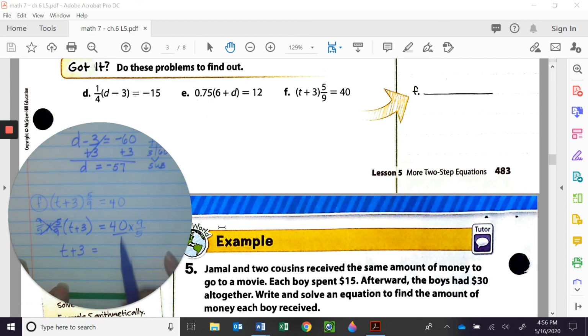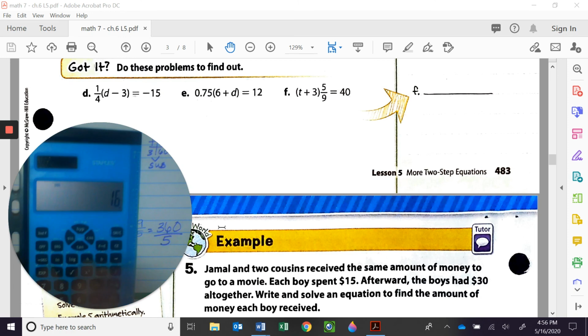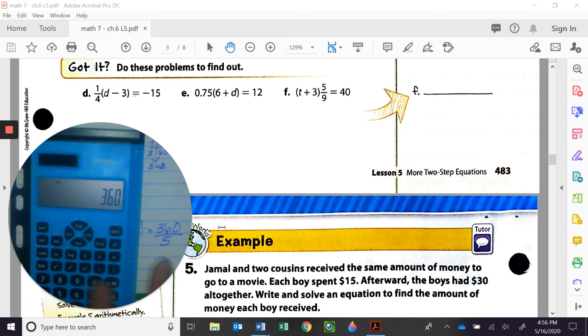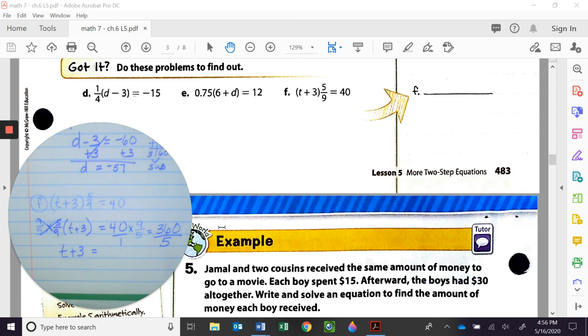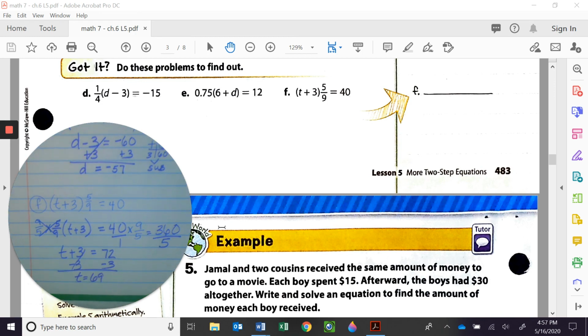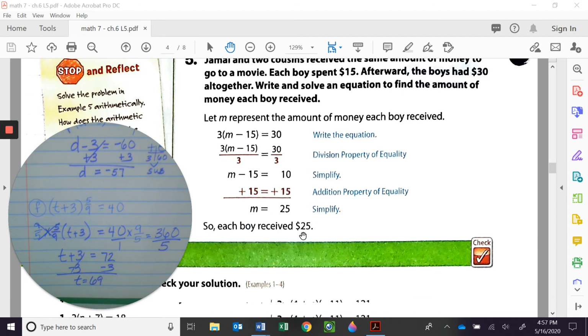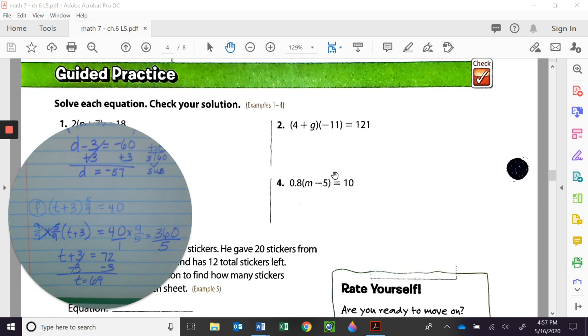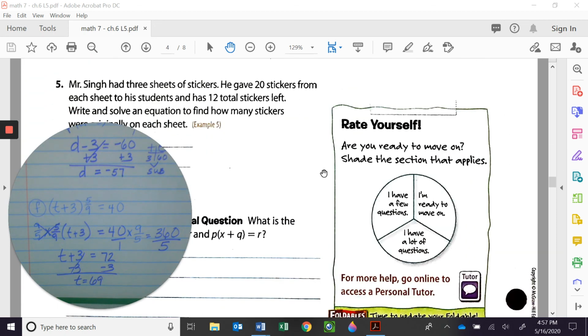Then we've got to do some math over here. All right, so 9 times 0 is 0, 9 times 4 is 36, 1 times 5 is 5, and if you don't know what 360 divided by 5 is, use your calculator. There's nothing wrong with that. So we get 72. Then we're going to subtract 3, and t equals 69. Okay, you can look at some more examples, but really it's all the same thing.